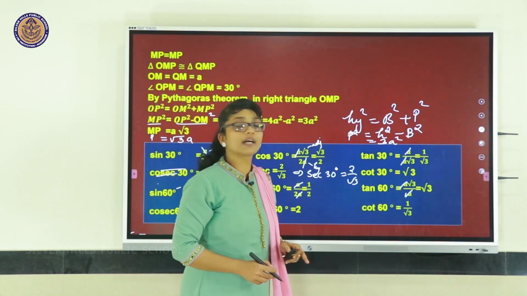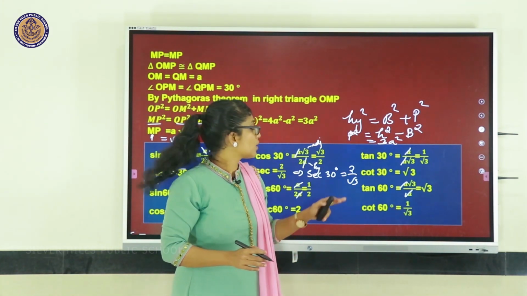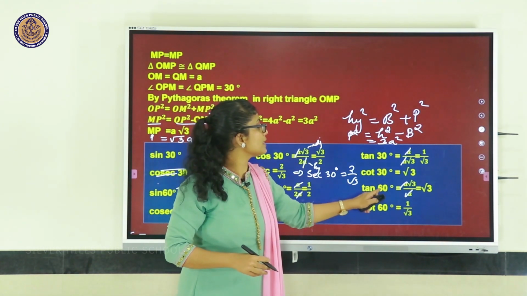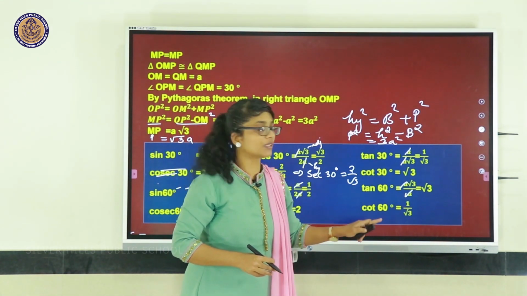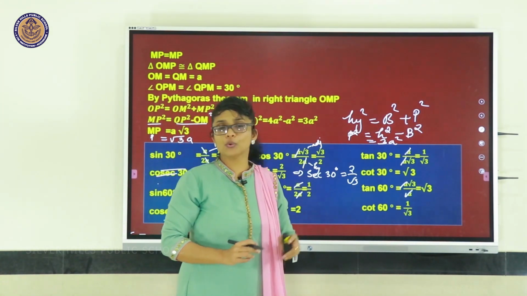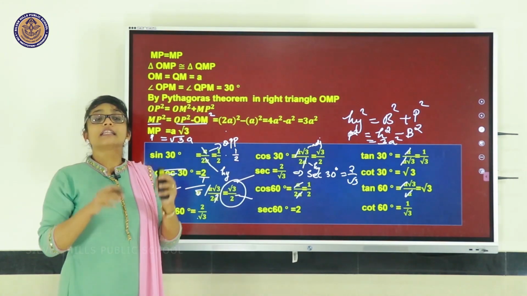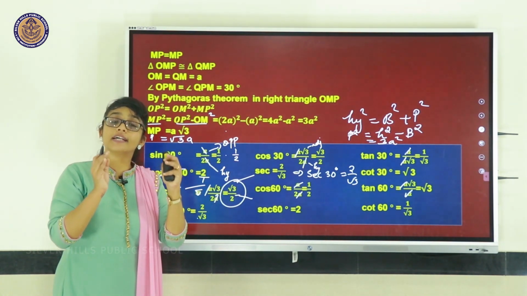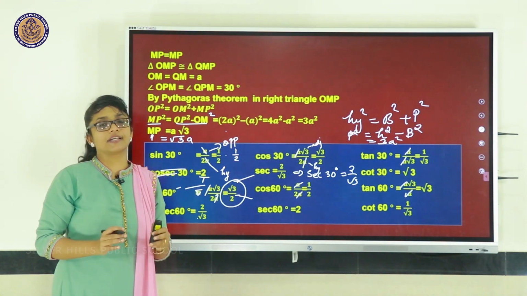And the last one is cot 60, the reciprocal of tan 60. What is tan 60? That is root 3. The reciprocal of root 3 is 1 by root 3. So, these are the 6 trigonometric ratios of 30 degree and 60 degree.